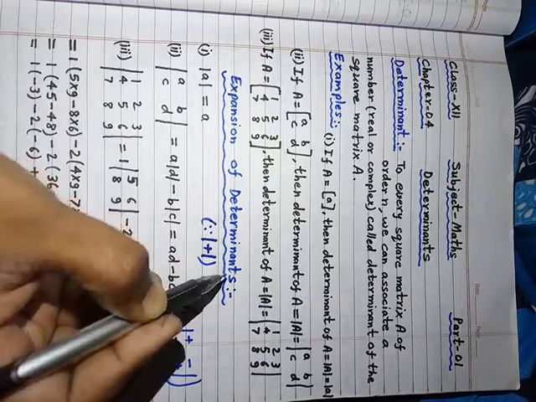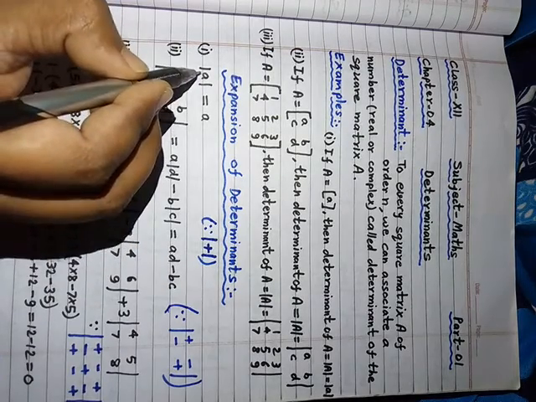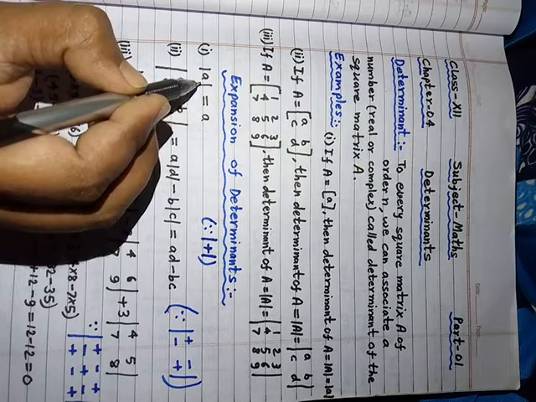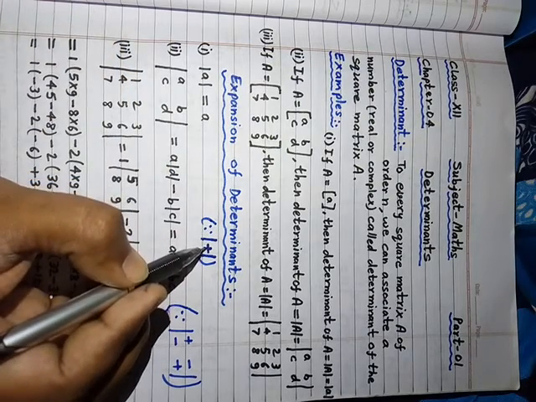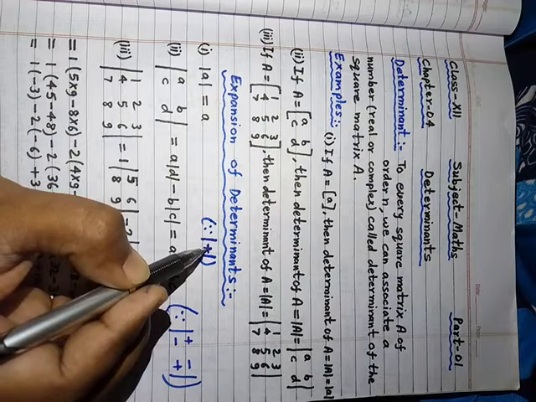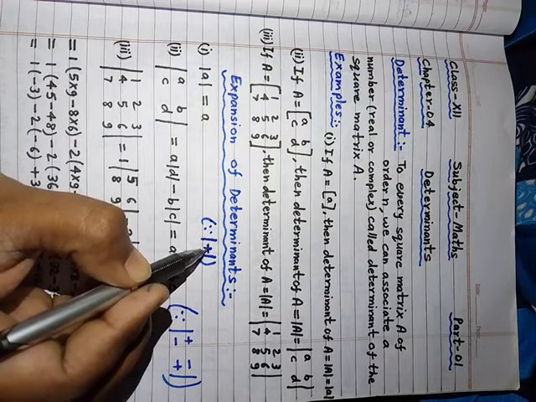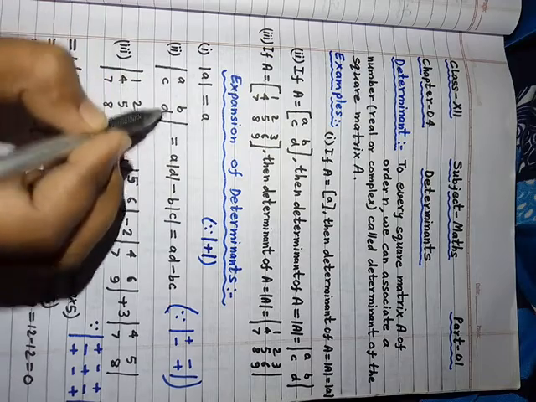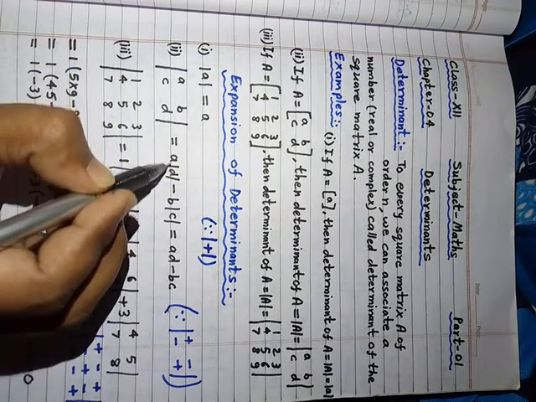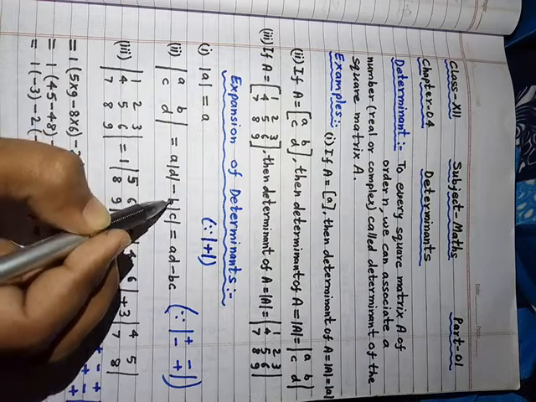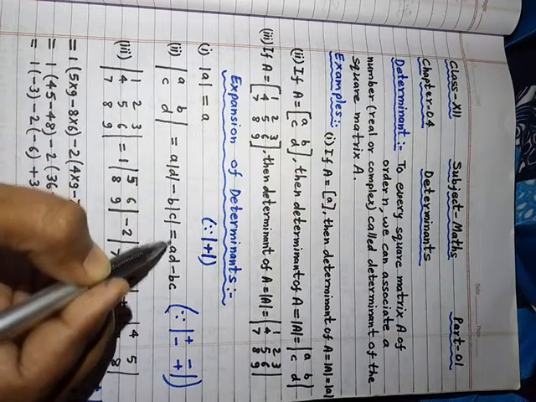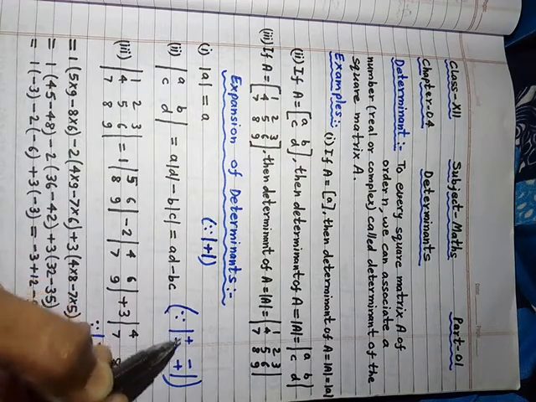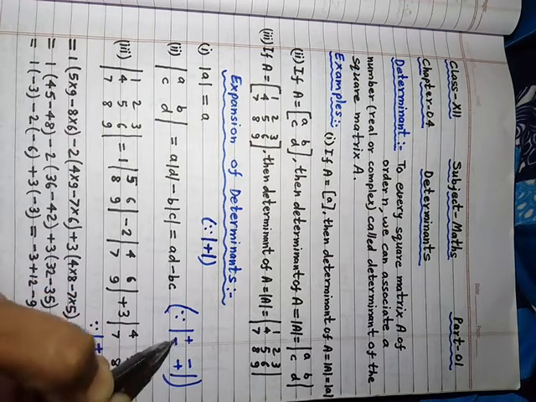Expansion of determinants. First, determinant A is equal to a. It is a 1 by 1 order determinant, because if the determinant has one element, it takes a positive sign. Second, determinant a, b, c, d is equal to a times determinant d, minus b times determinant c, is equal to ad minus bc, because the signs are plus, minus, minus, plus.